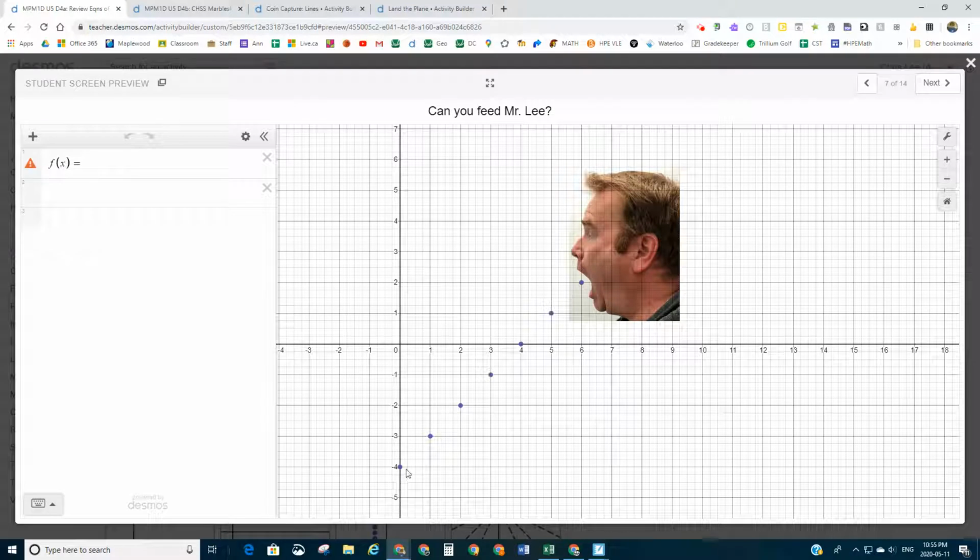So let's again count. This one goes up 1 over 1, or up 1, 2, 3, 4, and over 1, 2, 3, 4. Well, 4 over 4 is 1, or 1 over 1 is 1, or 2 over 2 is 1.